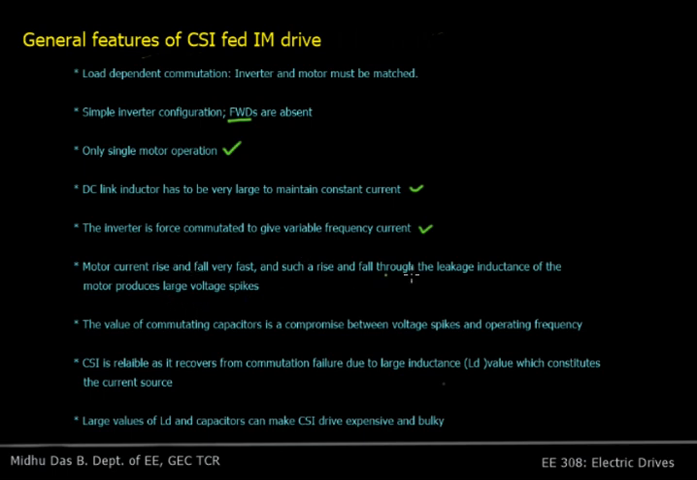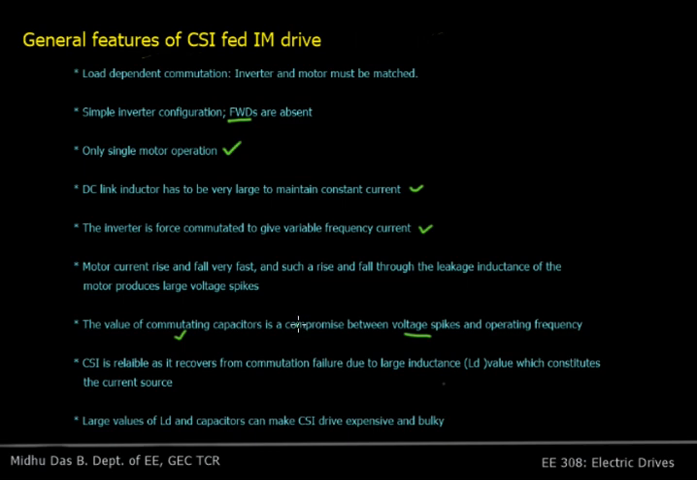You can see from the waveform here, the motor current is rising and falling very fast, which means voltage spikes will be produced by the leakage inductance of the motor. So how can these voltage spikes be reduced? Using the commutating capacitors themselves, and therefore the value of the commutating capacitor will be a compromise between the voltage spikes and operating frequency. These voltage spikes can also have a large value. So the commutating capacitors will reduce the voltage spikes by reducing the rate of rise and fall of the current. So a large value of commutating capacitor is required to reduce the voltage spikes sufficiently.